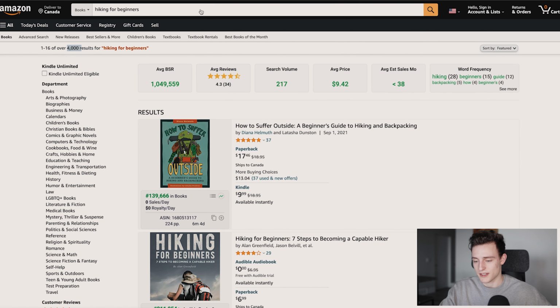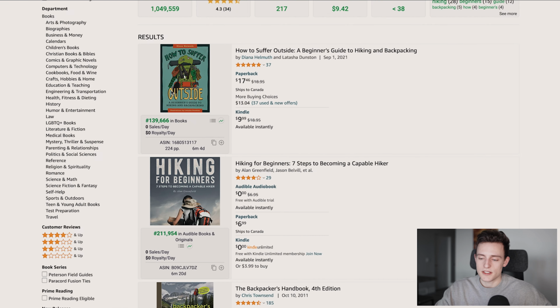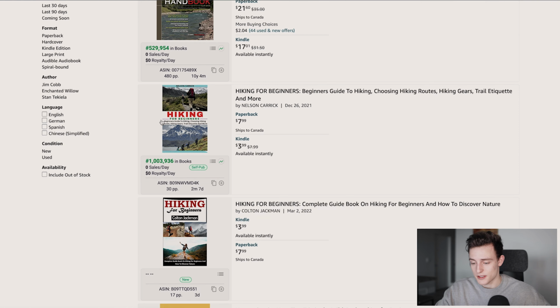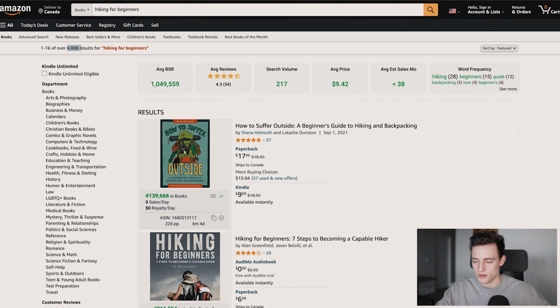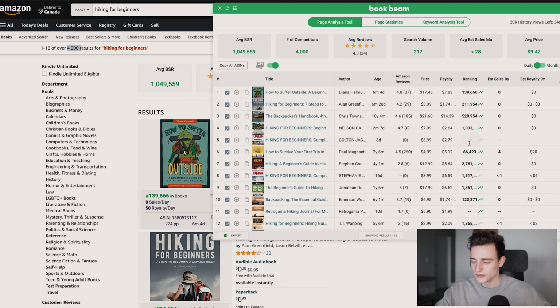This particular keyword example, the average BSR is like 1 million, so it's not something I would recommend getting into, but it's just an example to show you guys. So it takes all the BSRs on the page, for example. So this one's like 2 million. You can see if I click the bookbeam extension, it'll show me all of the BSRs right here. So it takes an average of those and shows you up here what that average is. And the lower that average is, the more demand there is for that particular keyword.